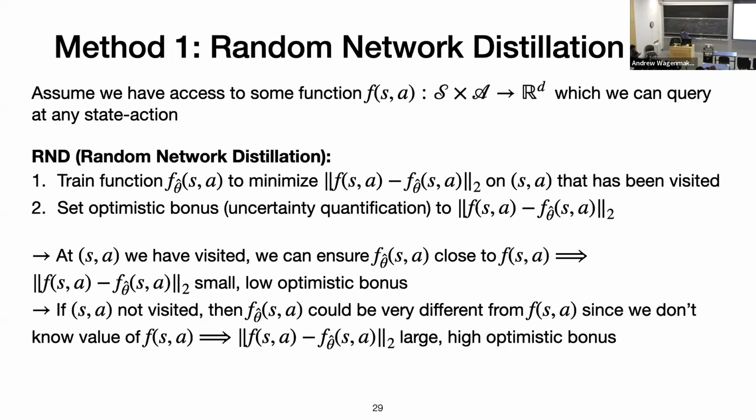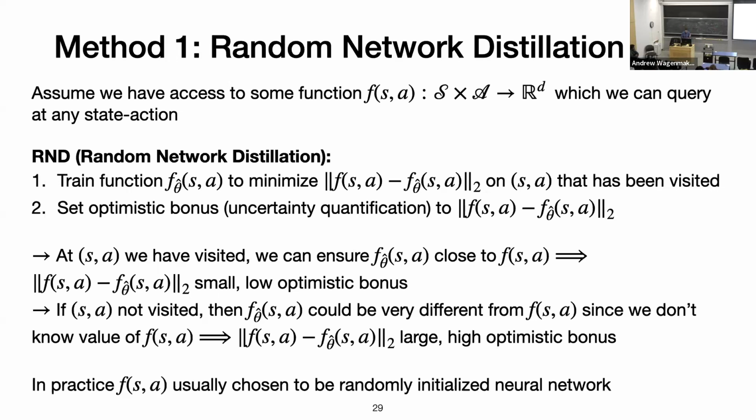Okay, and so all that's really going on here is that we're trying to quantify uncertainty through fitting some function. And the idea is that if my function f(s,a) is expressive enough, like it's different at different points on my state space, then the only way I can actually find a function f_θ hat(s,a) that fits my function f(s,a) is basically by exploring everywhere. And then I can use this as a proxy for the uncertainty.